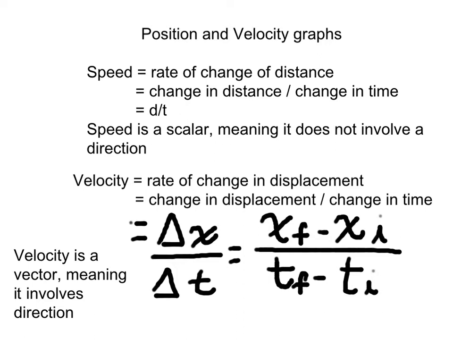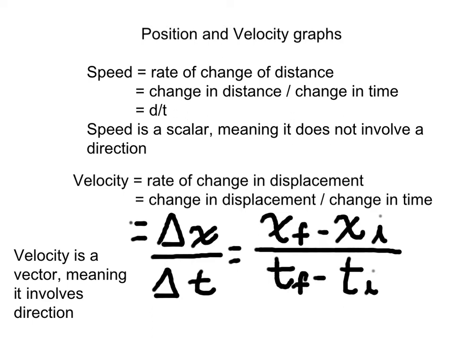Speed is a rate of change of distance, or change in distance over change in time, and it's distance divided by time, or d over t. Speed is the thing that a speedometer in a car measures. Speed is also a scalar, and that means it has nothing to do with directions. We'll get into the difference between scalars and vectors a little later, but just wanted to throw that in now. Speed is a scalar, has no direction associated with it, which means it can't actually be positive or negative.